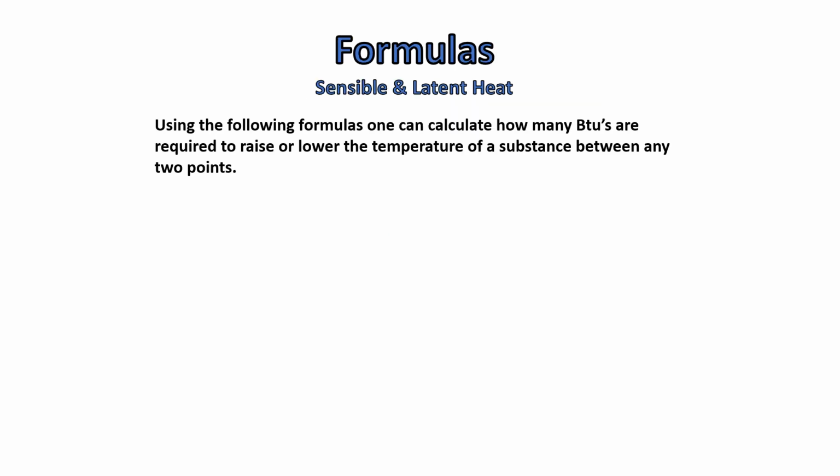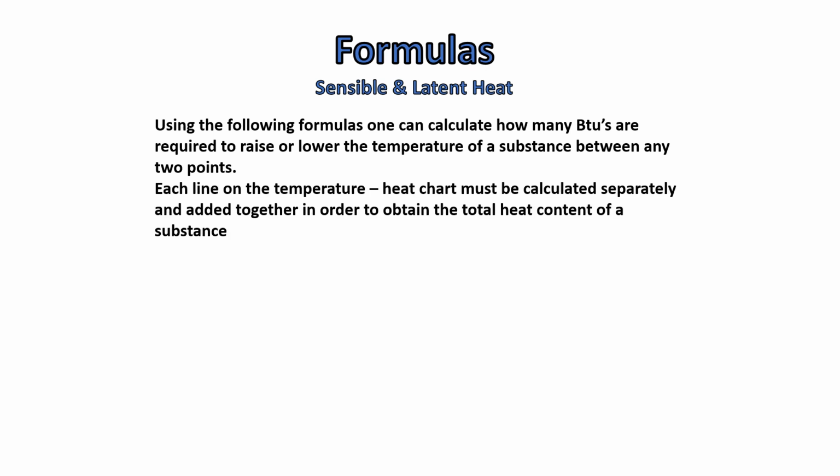Using the following formulas, one can calculate how many BTUs are required to raise or lower the temperature of a substance between any 2 points. Each line on the temperature heat chart must be calculated separately and added together in order to obtain the total heat content of a substance. The sensible heat formula is the quotient, or BTUs, in pounds times the temperature difference times specific heat. Let's look at an example.